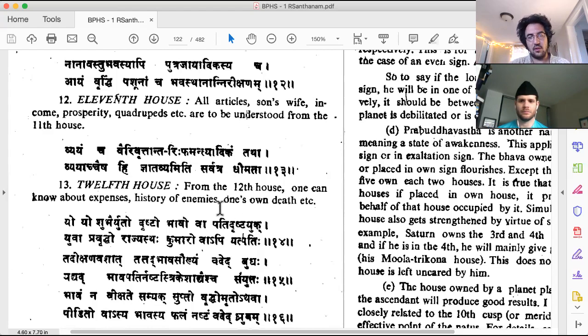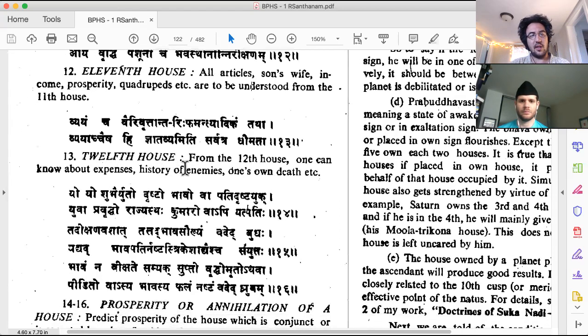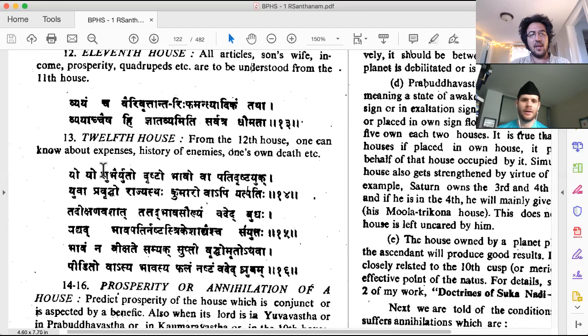That's more the 12th house. So let's read that house. From the 12th house, one can know about expenses, history of enemies, and one's own death. And I think expenses is really the key to understanding it, like letting go of things, expending energy, right? It's also been called the house of bed pleasures, like an orgasm, right? Like you release, that release. And it's the house of moksha par excellence.